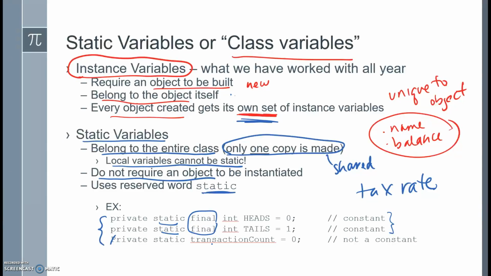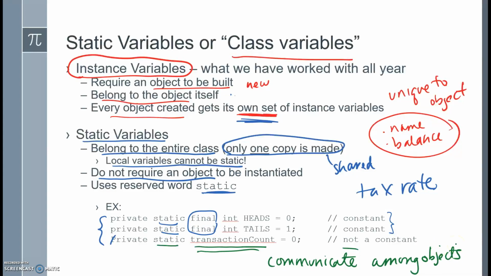Now, in this last scenario that we see down here, this is also a static variable, and in this case, this is not a constant. Because it is static, it means that all instances of the class can access it, and this is a great way to communicate among objects. Each object typically does its own thing, right? It knows everything about itself, but that's all that it does know, and that's the whole idea behind encapsulation. Well, with a static variable, we can allow multiple objects to all have access to the same shared information.